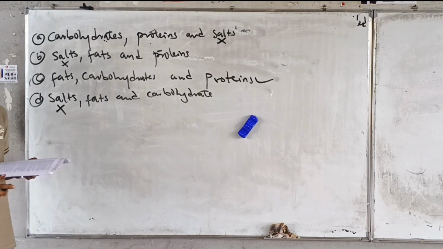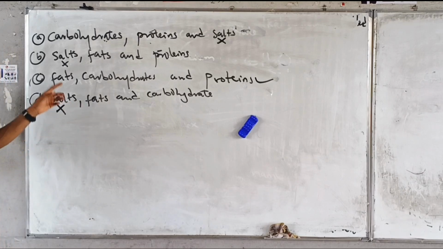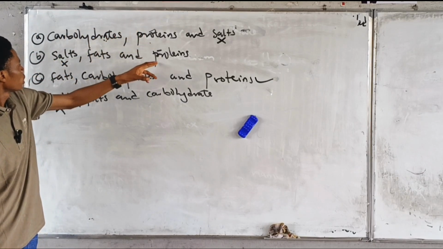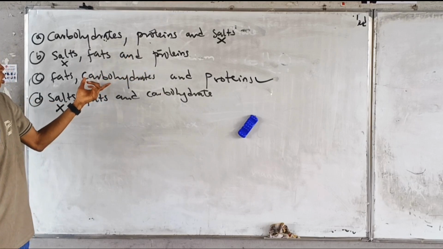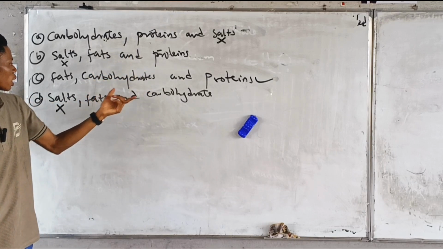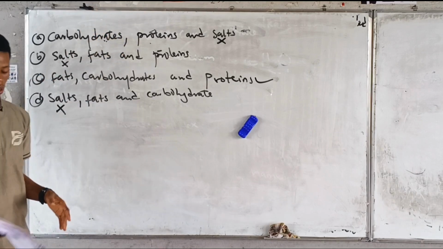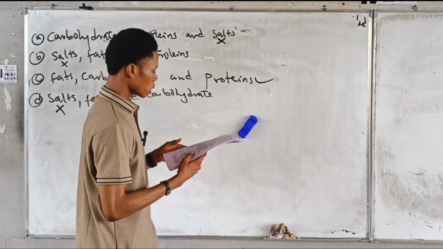In fact, even if you don't know the answer to this question, you just see the options: carbohydrates and proteins, fats and protein, carbohydrates and protein, carbohydrates and fats. Salt is what is wrong here. So the answer there is C.